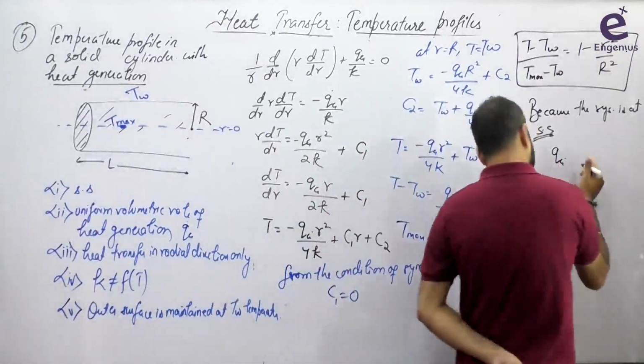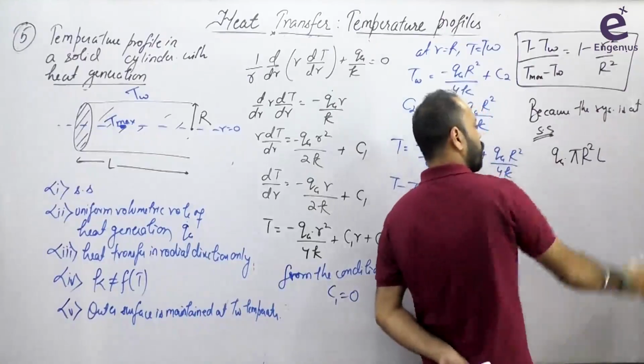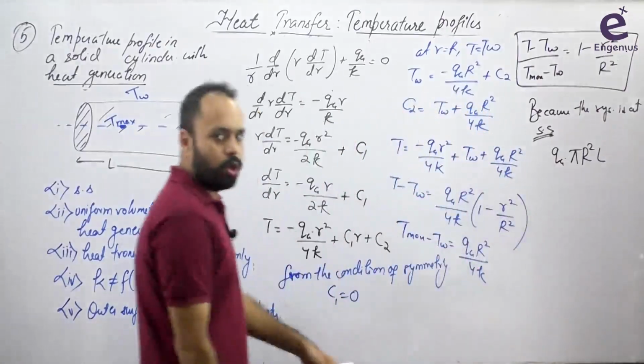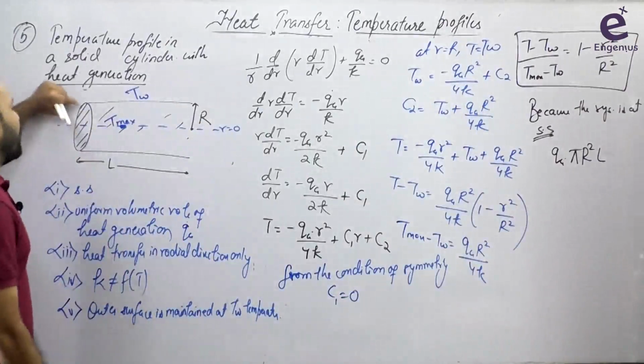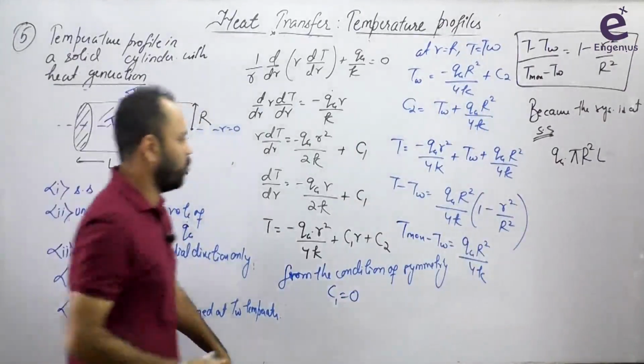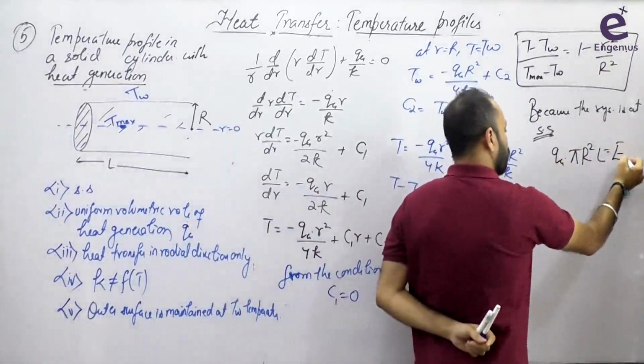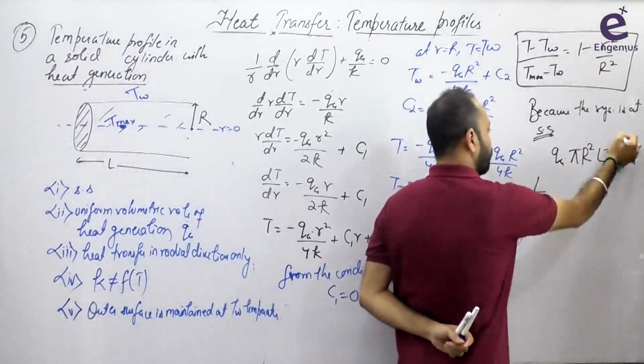What is the volume? Volume is pi r square L, right? And it will be equal to minus K A, the heat leaving by conduction through this outer surface. So that, and you will see it must, this is E generation. E generation. What is E leaving?